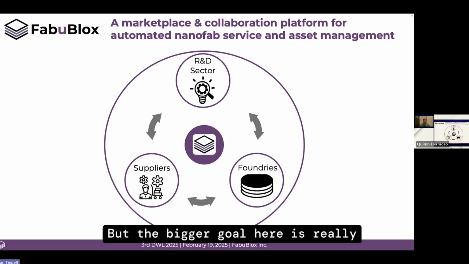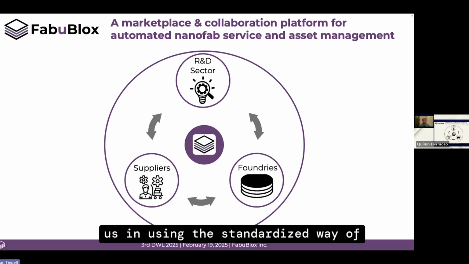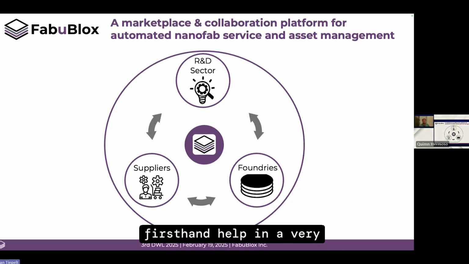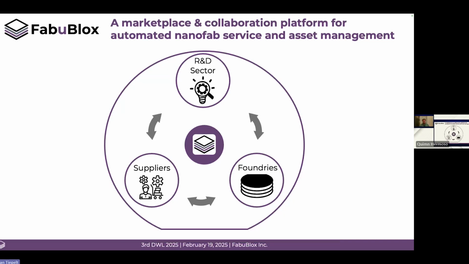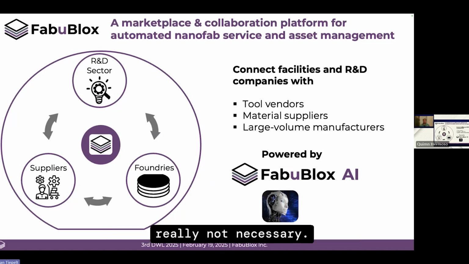But the bigger goal here is really to connect all of the players in the ecosystem, and especially material suppliers and tool manufacturers have shared a lot of interest with us in using this standardized way of sharing recipes to essentially communicate with customers best practices, how to use their materials or tools in a certain way that might also change over time, but also using this communication platform to address any sort of customer service issues on a processing level, and getting firsthand help in a very interactive way, and thereby once again connecting the players across the ecosystem, and doing all of that in an intelligent way, which in the hopefully very near future will be powered by our FabuBlox AI to automate as many things as possible that right now take a lot of time and slow us down in ways that are really not necessary.